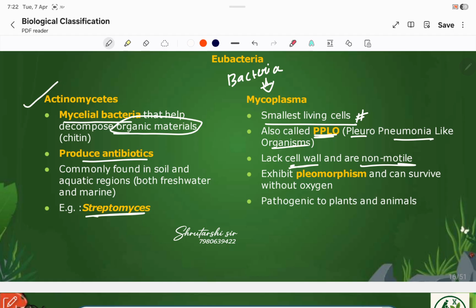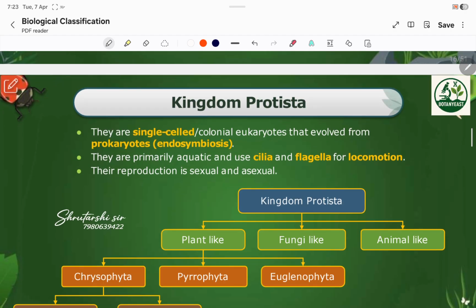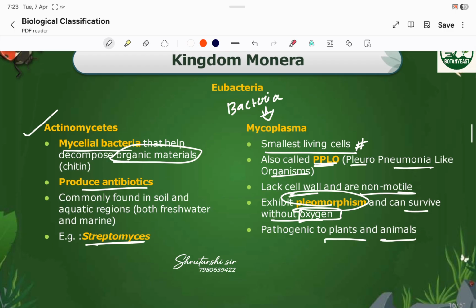They exhibit pleomorphism. They can survive without oxygen. They are pathogenic to plants and animals also. Clear? So, that was all about the kingdom Monera.